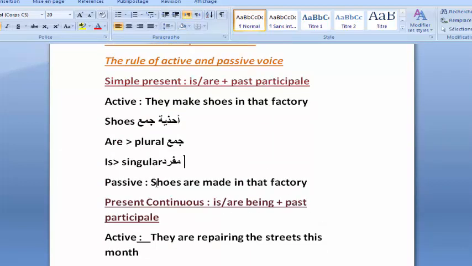في الباسيف فويس كيفاش تولي كما كتبت لكم هنا جمع، هنا shoes راهي جمع، هنا أحذية shoes. So shoes are made in that factory، هكذا تولي في الباسيف.